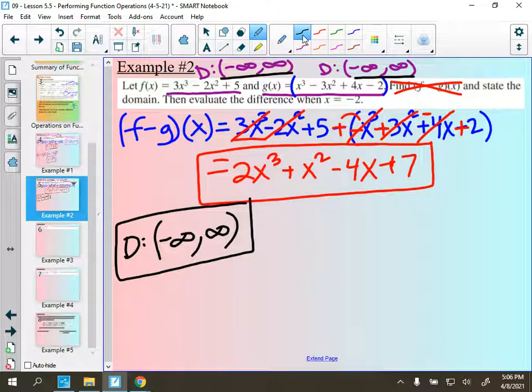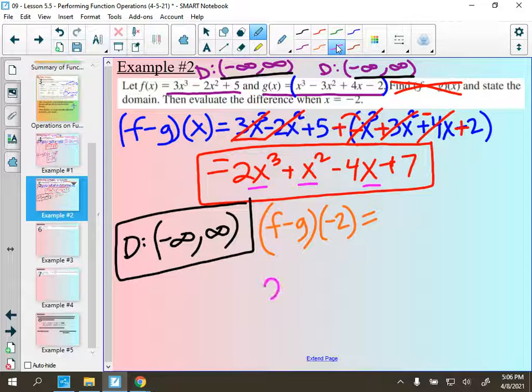All real numbers. And then the last part, what's it asking us to do? Plug in a negative 2. Let's see here. Can we squeeze in an f minus g of -2 equals. I'm going to plug in a -2 here, here, and here. So we're going to go 2 times -2 cubed plus, use parentheses on your substitution. I know we've done this quite a bit this year.